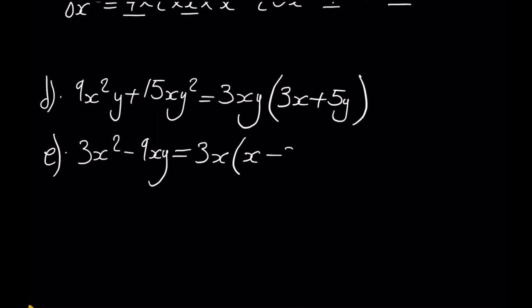x minus 3y. And notice we don't take out the y as we did here, because y is only present in one of the terms. Y is only present in the second term in this case. Y is not present in the first term, so we cannot take it out. We cannot factorize y out of the expression.